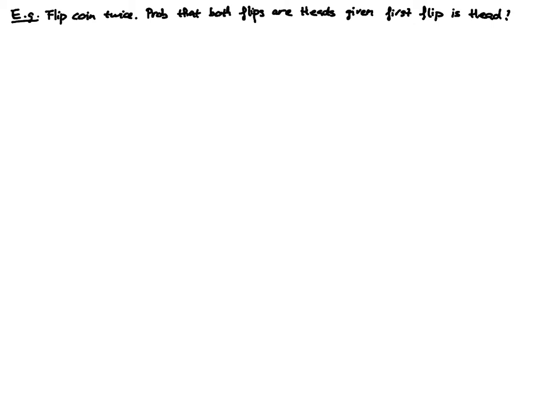Now, first off, note that this is a fairly simple experiment, right? So we can go ahead and list all the outcomes, and we're gonna have 4 outcomes total, right? We can have head-head, we can have head-tail, we can have tail-head, and we can have tail-tail.